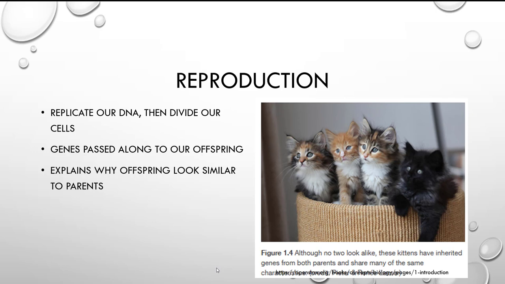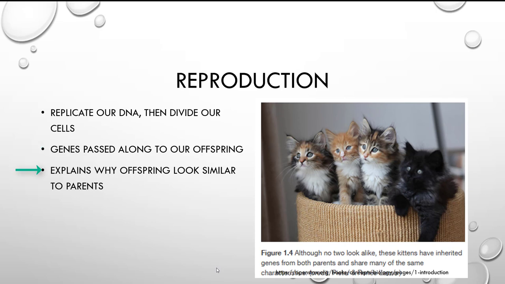So we have to replicate our DNA, then divide our cells. That way, each daughter cell has a copy of our DNA. And that way, when we reproduce, our genes are passed along to our offspring. So this explains why our offspring look similar to our parents.